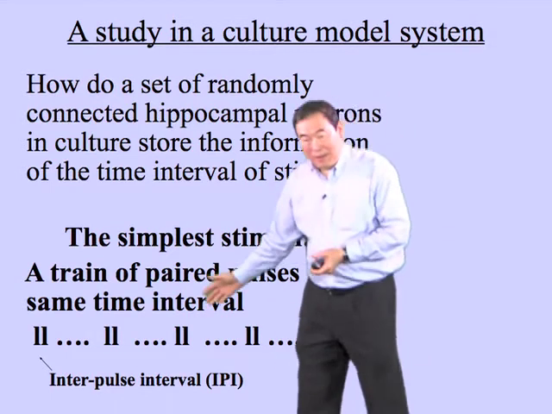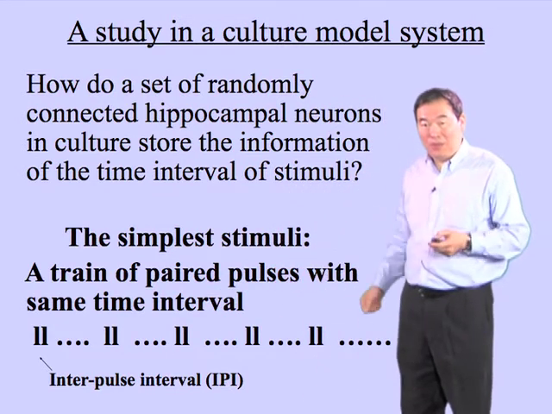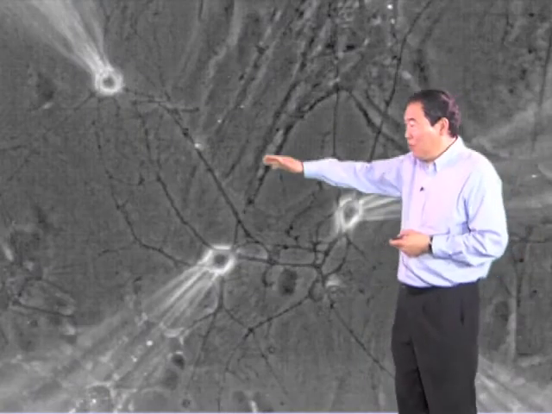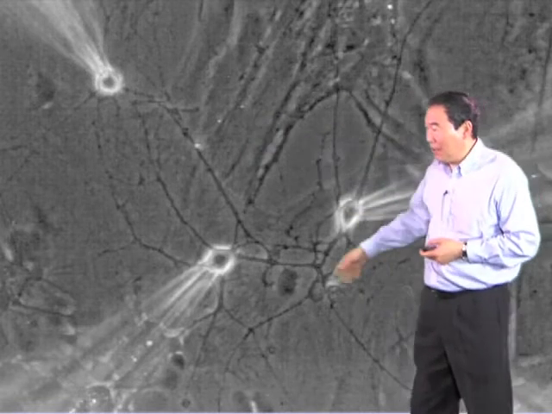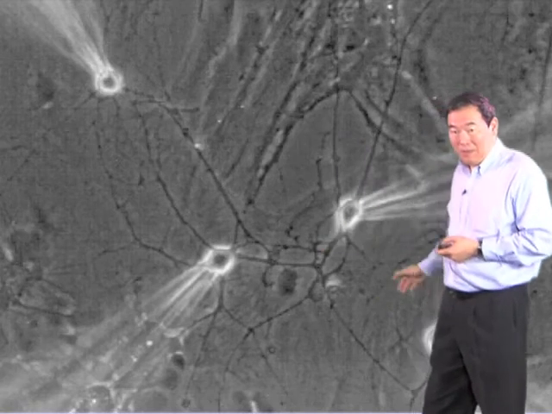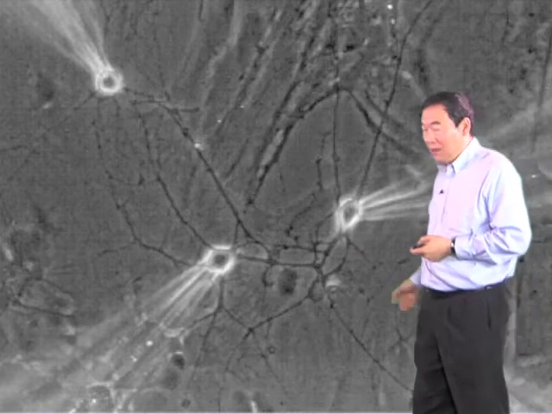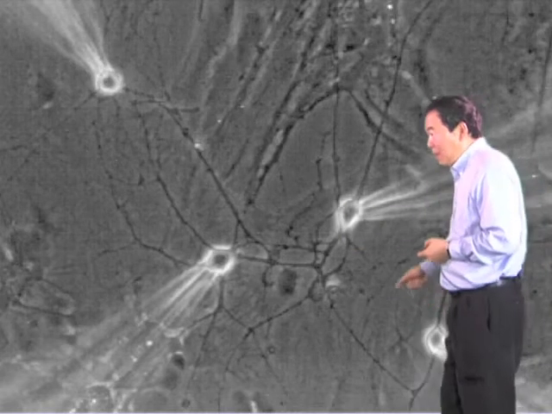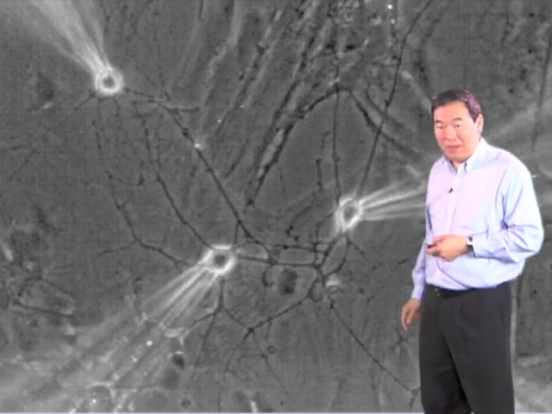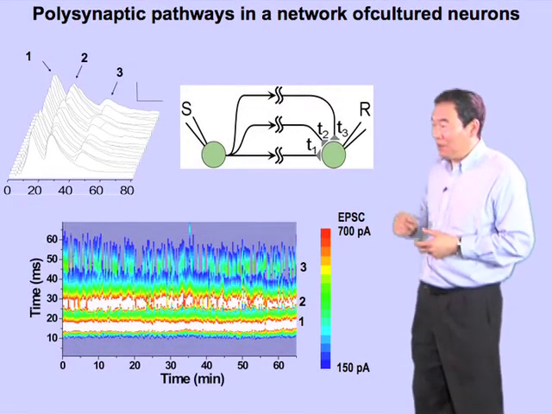Now, how would the circuit remember this? Let's again begin with a Gedanken experiment. Let's say we have a group of cells interconnected at random in cell culture. We can monitor their synaptic connectivity, the synaptic strength between the connections between cells, by stimulating one cell and measuring the response in another. Now, the Gedanken experiment begins with this.